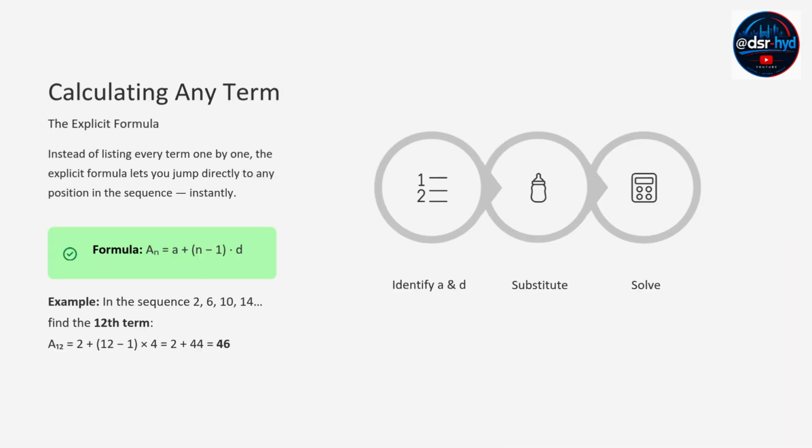Finding any term. Instead of writing every term one by one, we can directly calculate any term using the nth term formula. The formula is a sub n equals a plus (n minus 1) multiplied by D. Let's consider the sequence 2, 6, 10, 14. Here, the first term is 2. The common difference is 4. To find the 12th term, substitute the values into the formula. The answer is 46. This formula saves both time and effort.